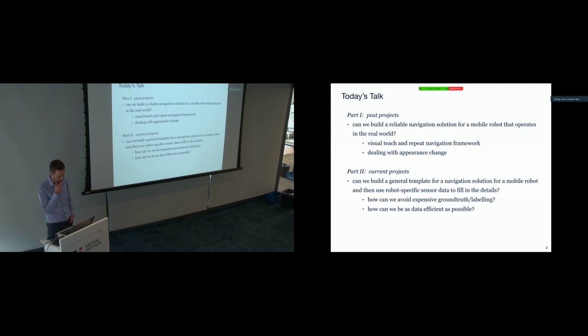In particular, in the first part, we'll focus on how we can build reliable navigation for mobile robots that move around in the real world. And we'll introduce this framework that we've been working on for about a decade called Visual Teach and Repeat. And I'll do a bit of a deep dive into one particular topic, which is how we deal with appearance change if we're trying to navigate with cameras.